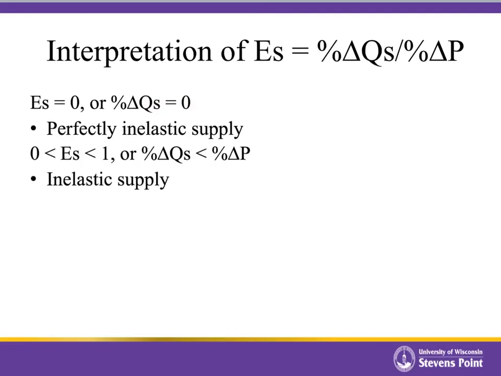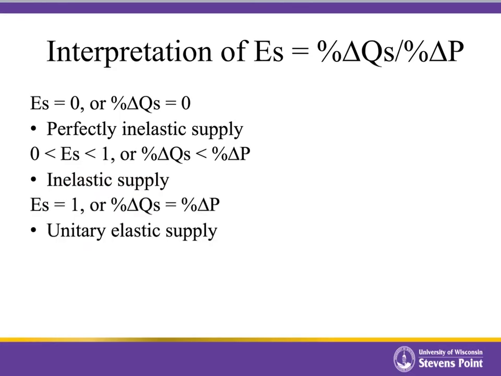A measurement between 0 and 1 would tell us that the numerator here, our percent change in quantity supplied, is smaller than our denominator, the percent change in price. We would interpret that as being inelastic supply, a fairly small change in quantity in response to the price change. If the two percent changes are exactly equal, we're going to get a ratio of 1, and we call that unitary elastic supply. Again, there's nothing really special about it other than it is sort of the dividing line between what we consider to be elastic versus inelastic supply.